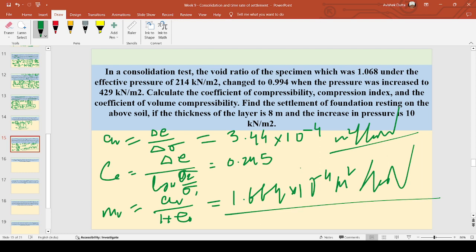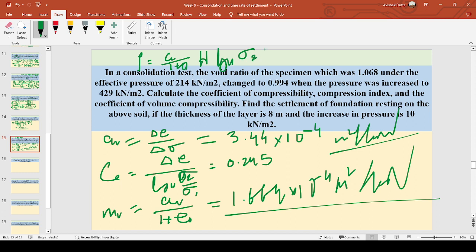And then at the end, settlement of foundation for the increment of pressure. Again, the same formula for settlement: Cc by 1 plus E0 into H into log to the base 10 sigma 2 by sigma 1. What is the value of sigma 2 now? Sigma 2 will be 214 plus 10, because it has been mentioned the increase in pressure is 10 kilonewton per meter square. So 214 plus 10 divided by 214. The value of H is 8 meter thickness. Cc we have calculated. E0 is 1.068. Using this formula, you can find the settlement rho, approximately 18.8 mm. I hope it is clear.